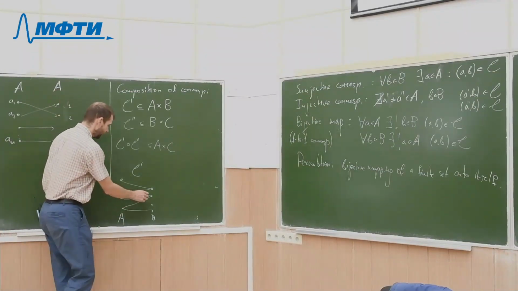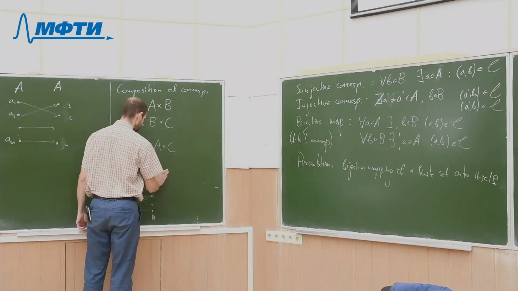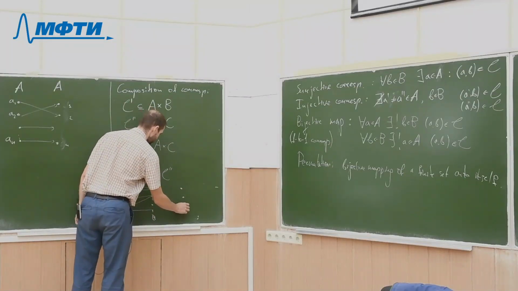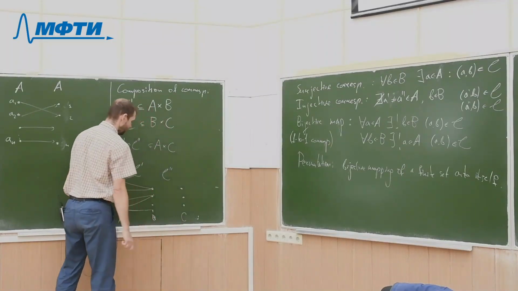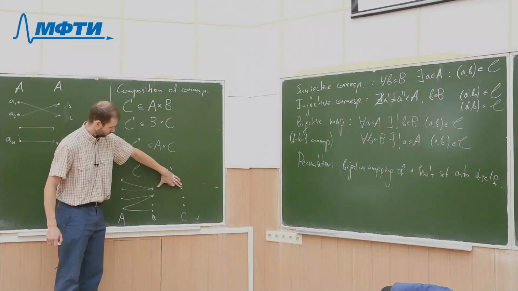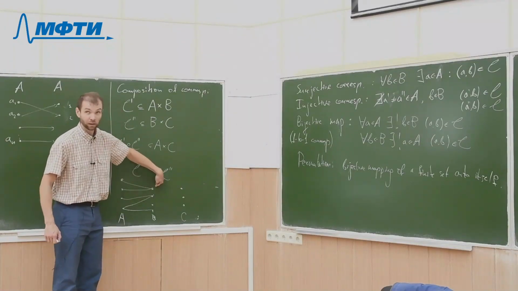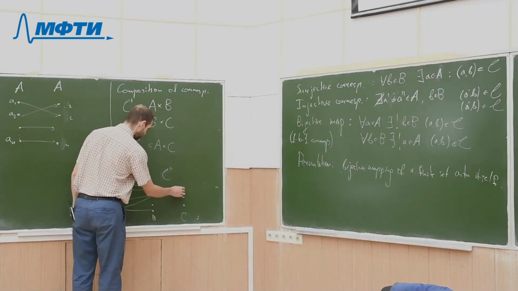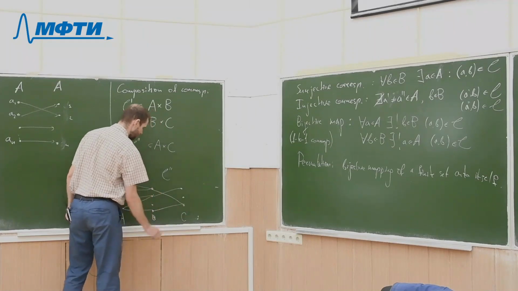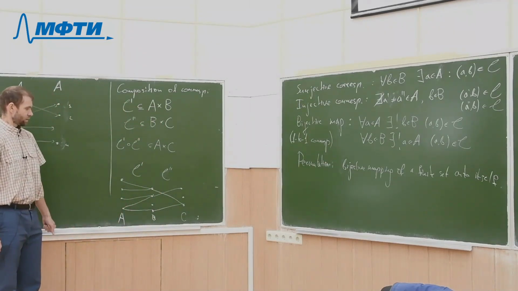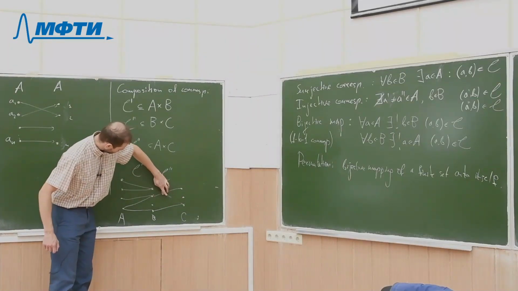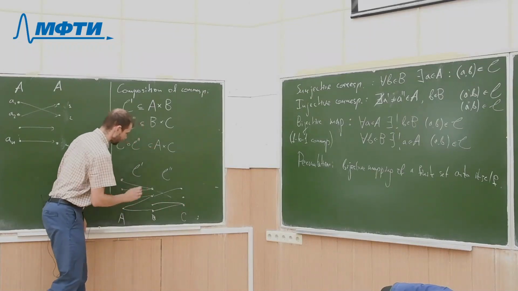And C2 prime is a correspondence between B and C, whatever it is. I will not draw two copies of B, so I will not draw a separate B for C here. I will use this copy of B. So let's assume that this thing works like this. Let me change it a bit. Okay, so let it be like this.